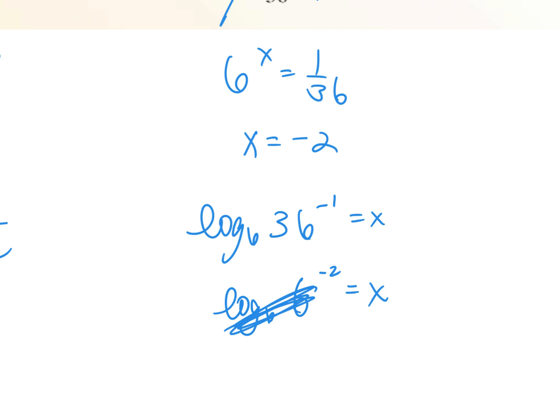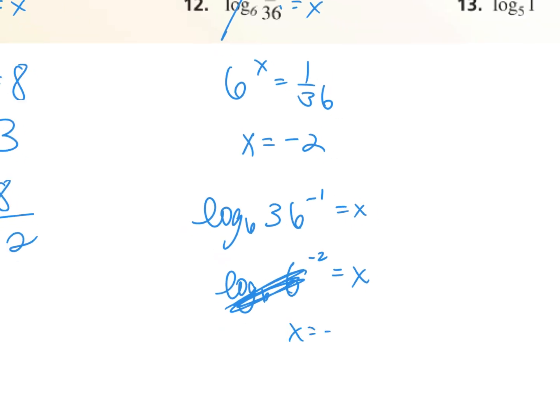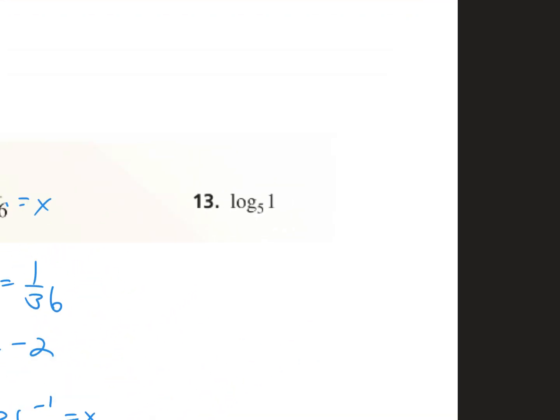There's a bunch of ways you can look at these. Some of you are going to see things differently. Carson. So, it's -2 because the inverse of 6 is 1/36. Yes, because in order for you to get a fraction, you'd have to have a negative exponent. So that's why.